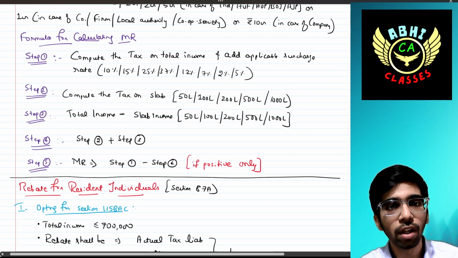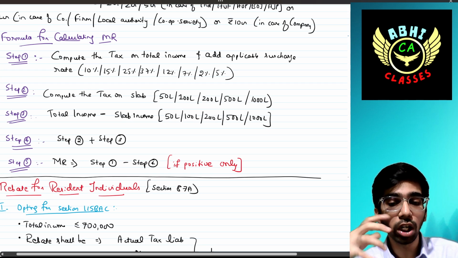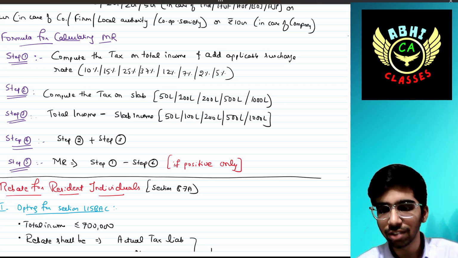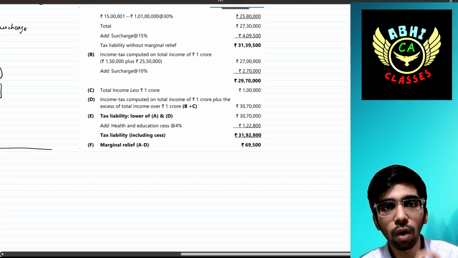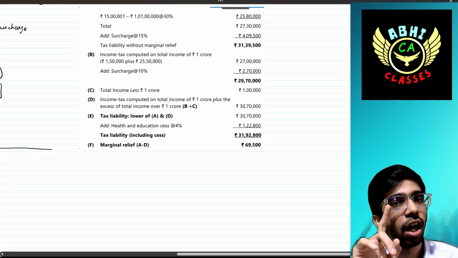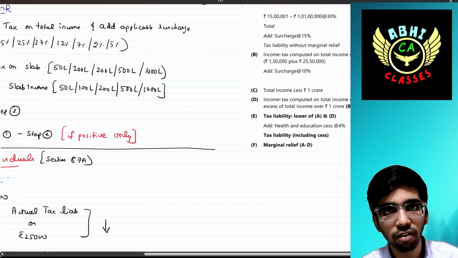Okay, next, C: total income minus slab income. For example, if total income is 52 lakh and slab income is 50 lakh, just a little bit more, then the difference is 2 lakh. In this case, 1 crore 1 lakh minus 1 crore, which is the slab, amounts to 1 lakh. That is the difference. C.